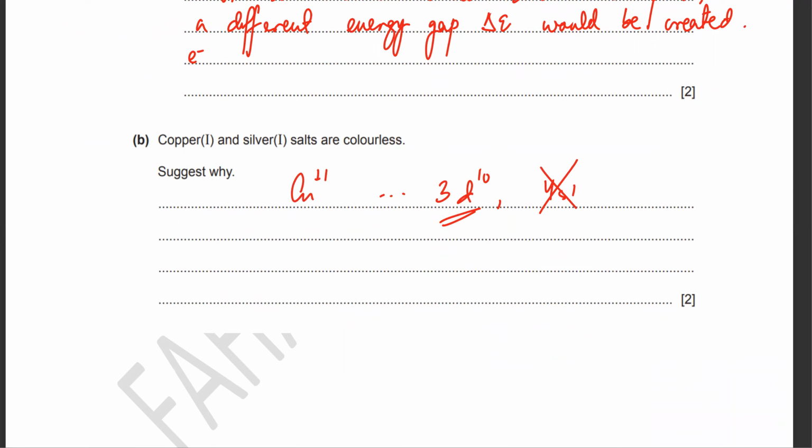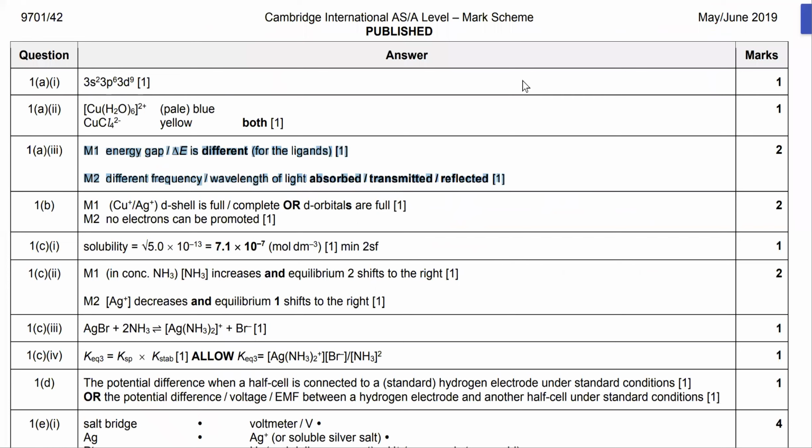Is that clear as well? Yes. And the same is applicable for silver 1 salts as well. Exactly. Thank you. And the d subshell is full, complete, and no electrons can be promoted. So you can't do that. So that's the answer.